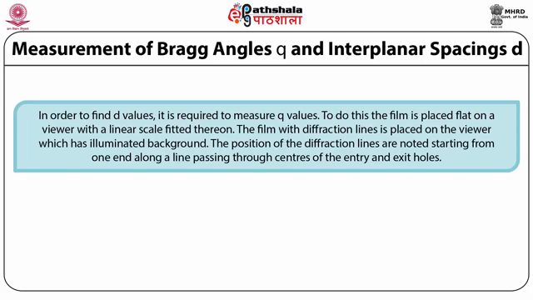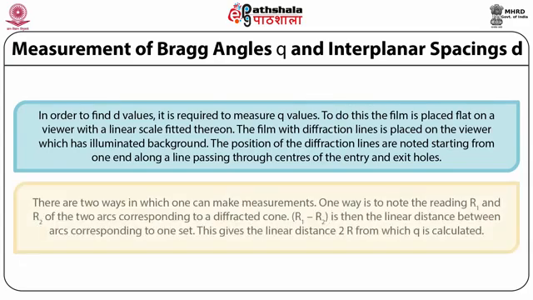The positions of diffraction lines are noted starting from one end along a line passing through the centers of the entry and exit holes. There are two ways in which one can make measurements. One way is to note the readings R1 and R2 of the two arcs corresponding to a diffracted cone. R1 minus R2 is then the linear distance between arcs corresponding to one set. This gives the linear distance 2r from which theta is calculated.